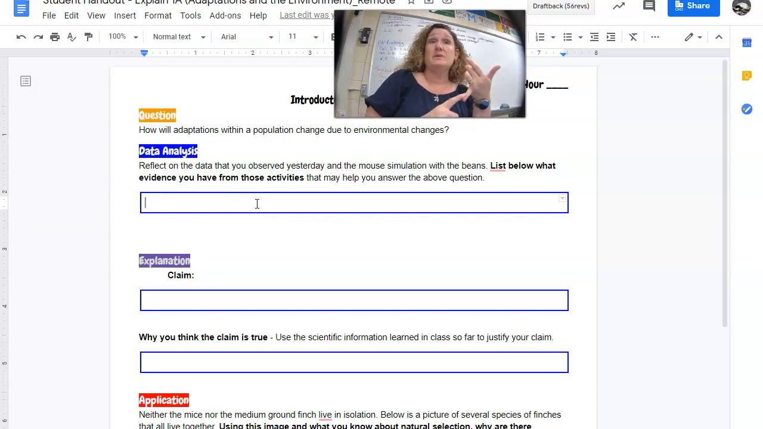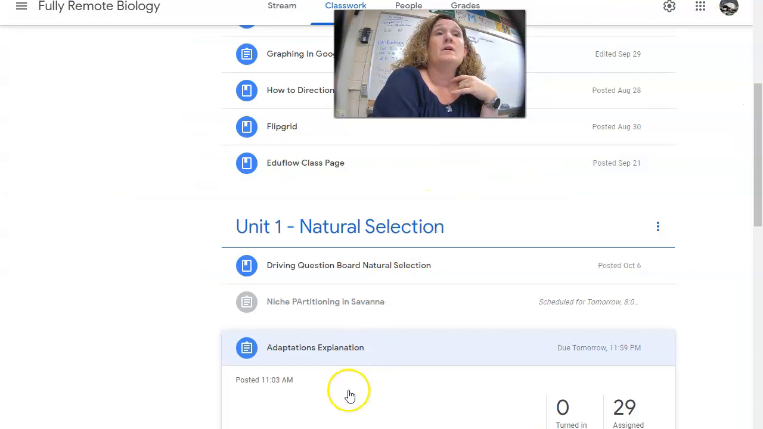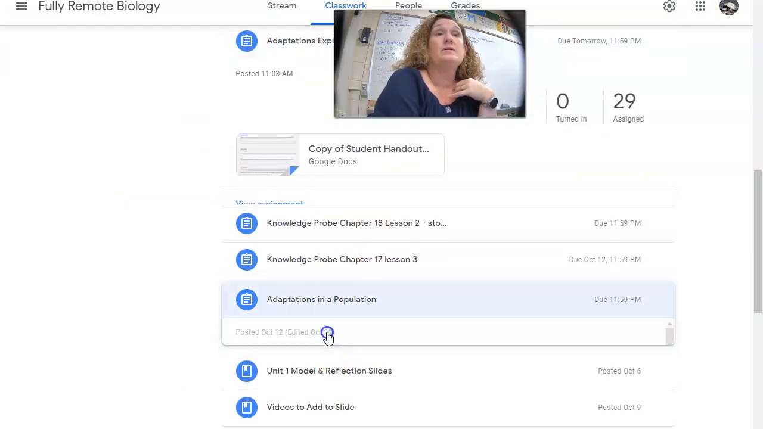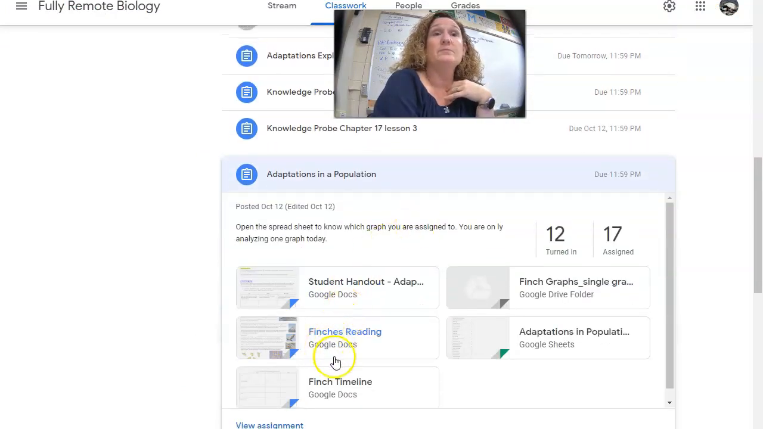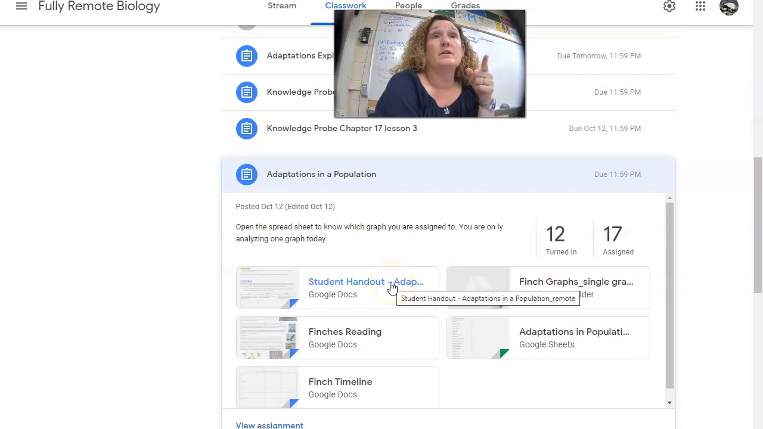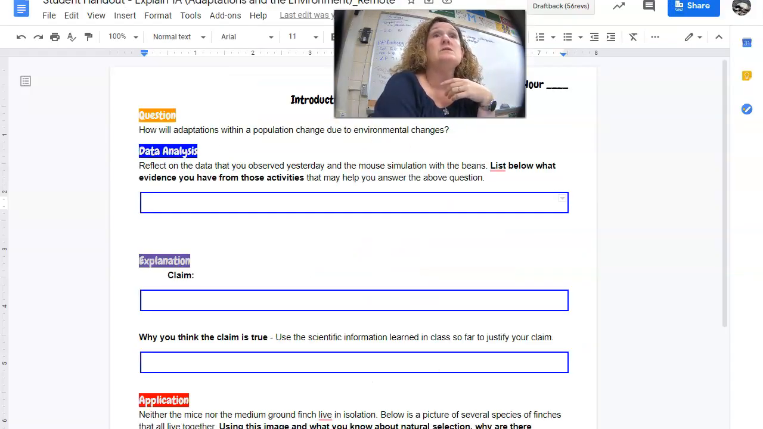You can pull the graphs back up. So remember that the graphs are in your, you can open up this adaptations in a population again, and you have all the graphs that are there in the document. They're linked. Underneath where it says graphs, you guys have looked at those a couple times. And so you can get some more evidence from there. You can look at your timeline to get evidence because you guys summarized all of those graphs into your timelines.